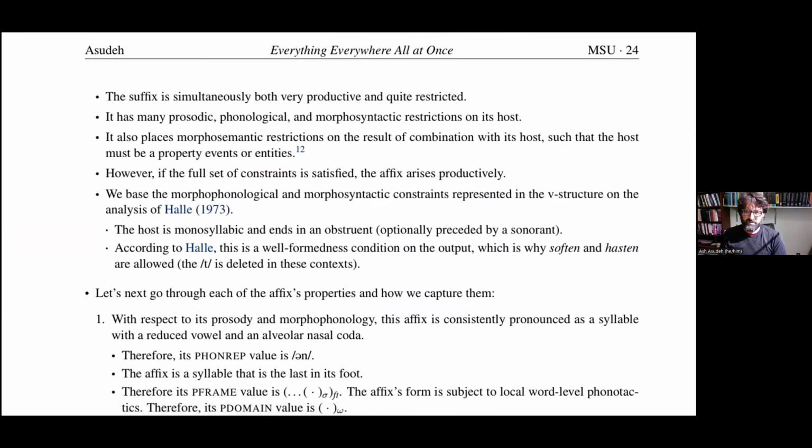It has many prosodic, phonological, and morphosyntactic restrictions on its host. It also places morphosemantic restrictions on the result of combinations with this host, such that the host must be a property of events or entities. We capture this through semantic typing. However, if the full set of constraints is satisfied, the affix arises very productively. We base the morphophonological and morphosyntactic constraints on the analysis of Halle 73. So the host is monosyllabic and ends in an obstruent, optionally preceded by a sonorant. According to Halle, this is a well-formedness condition on the output, which is why soften and hasten are allowed, since the underlying T is deleted in these contexts.